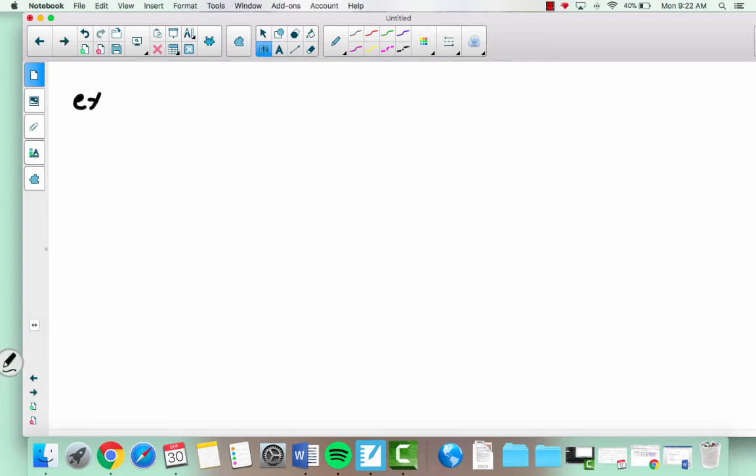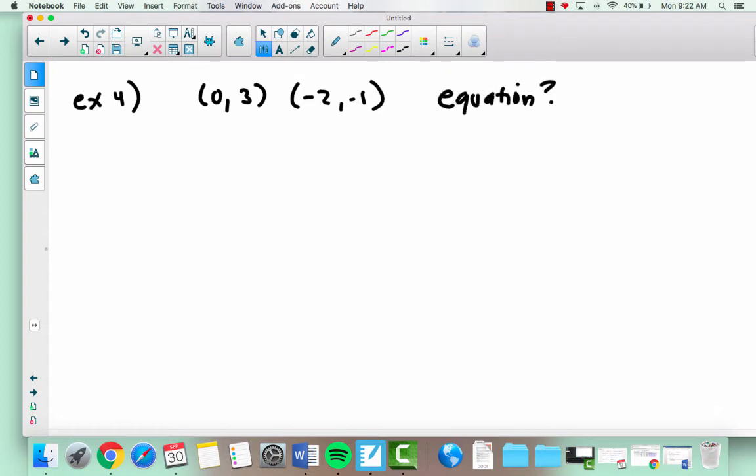In example 4, we're going to give you only 2 points to write an equation of a line. So I'm going to give you the points (0, 3), and the points (-2, -1). Here, we don't know slope or a y-intercept, so we need to do some calculations first. So I'm looking for the equation of the line. So I'm going to first figure out what slope is, because no matter what form we need, we know we have to use the slope.